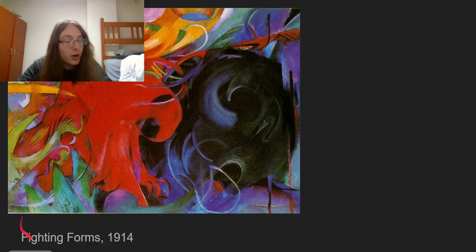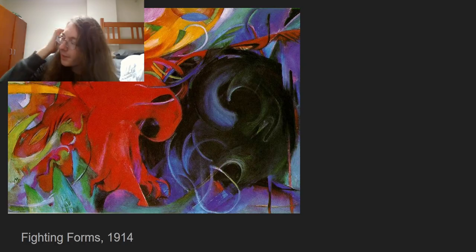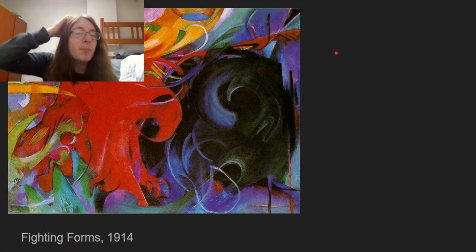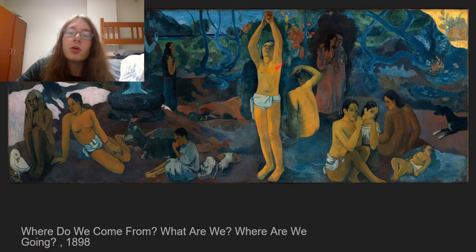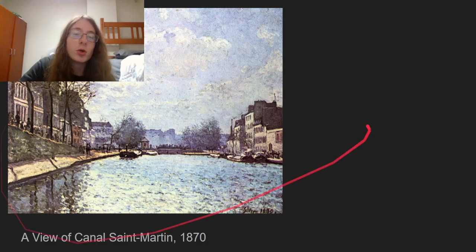This is Fighting Forms. This is a German expressionist piece from the World War One era, or actually mid World War One era. And I think generally this depicts emotions, but it removes humanity from it. It removes the idea of seeing through your eyes.